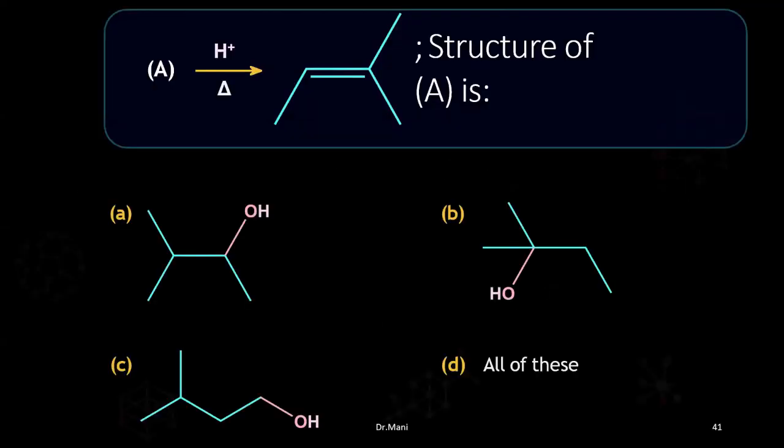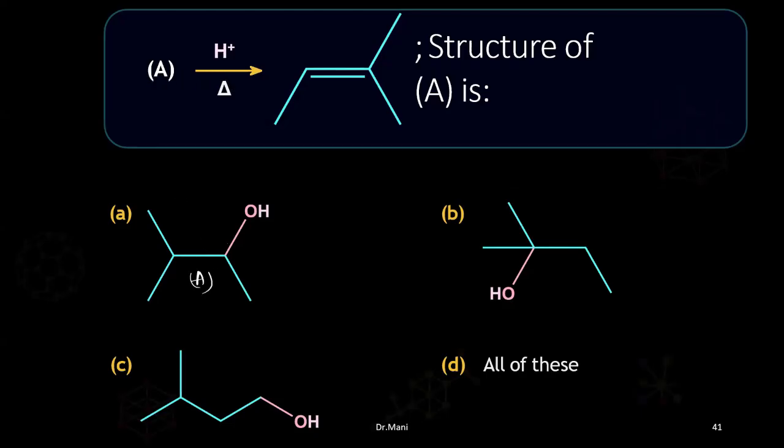So, next one. There is a compound A. You do the protonation and the heating, and it turns out to be this product. First, suppose we see how this will happen. First, if you do the protonation, let's say A is this structure.